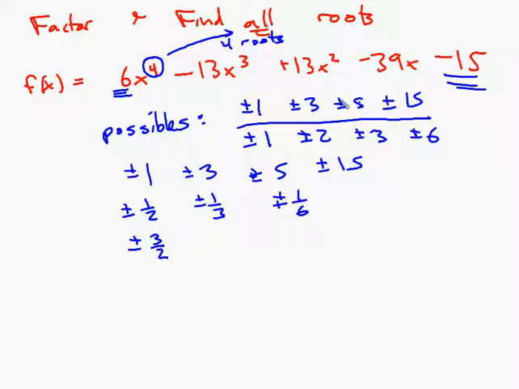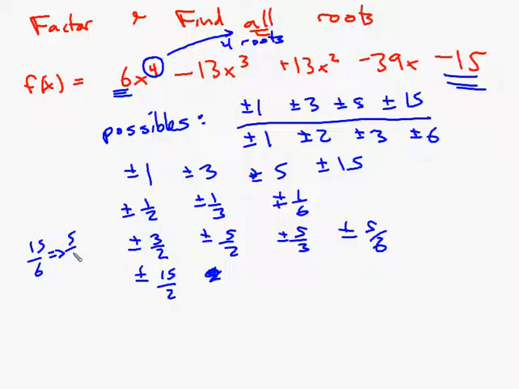Now I'll do 5. Yep, there's a lot of them. 5 over 2. 5 over 3. 5 over 6. Now I'll do 15. 15 over 2. 15 over 3, which is just 5, so I don't need that one. And 15 over 6. Does that reduce? 15 over 6. Divide by 3. 5 halves, which I already have, so I don't need that one.